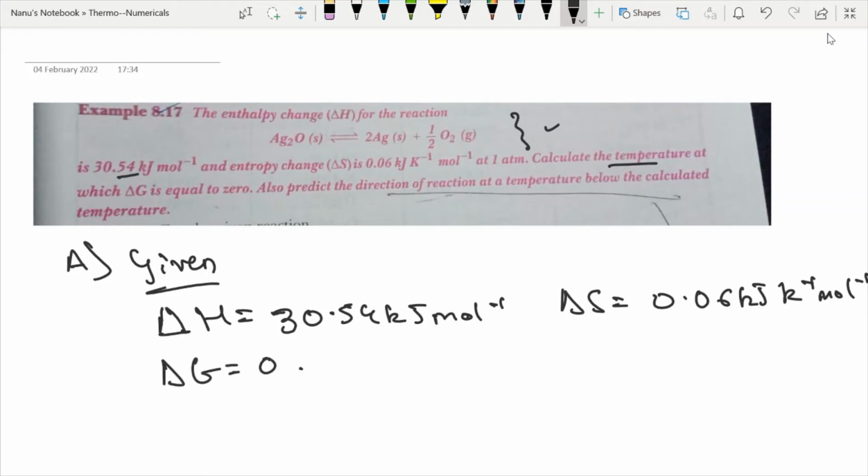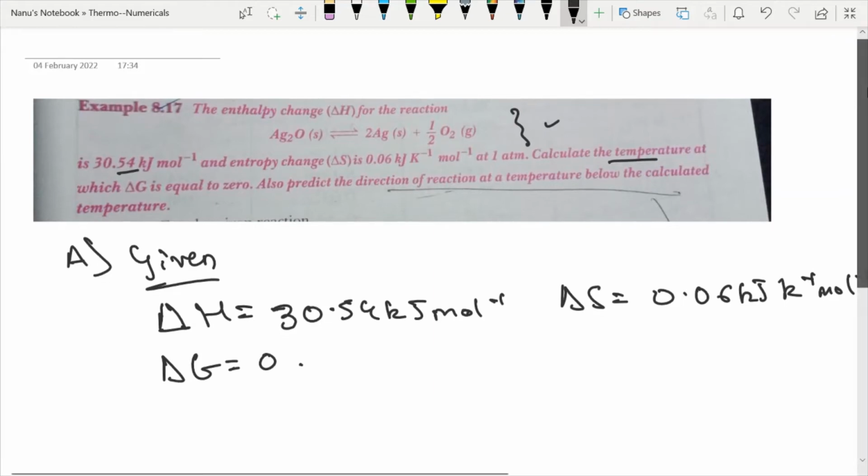Also predict, so this is the second part. Second part we will do later. Always divide questions. Don't do everything at once. Take one thing at a time. Okay, very important in computer exams. Do one thing at a time.